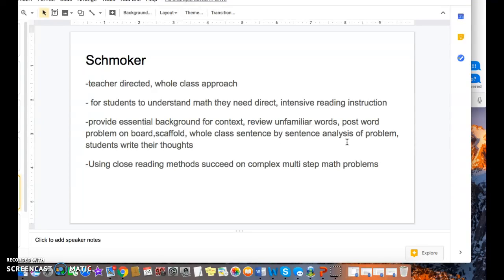for a better understanding. You know, there may be some academic language in the context that students are not familiar with, and it gives the teacher the opportunity to go over a word. One word that I found that a lot of students don't understand in math is product. And just by going through a sentence and explaining to them what that means, they're able to understand how to solve the problem. And then using close reading methods, students succeed on complex multi-step math problems. So by using these close reading methods, students can succeed in multi-step math problems because they understand what they're reading.